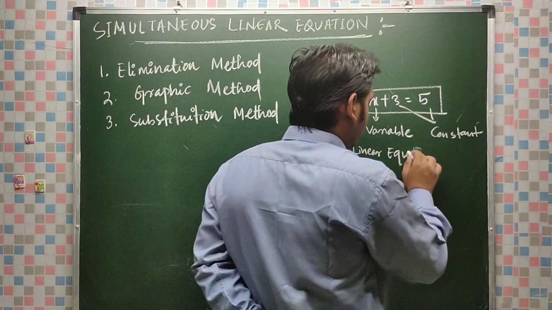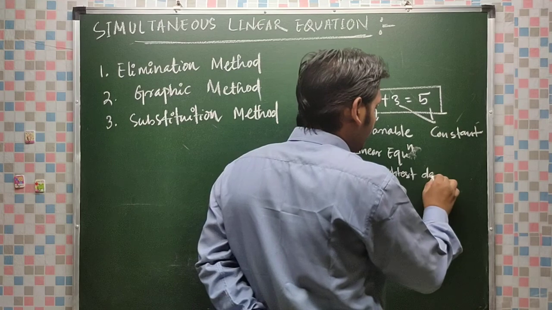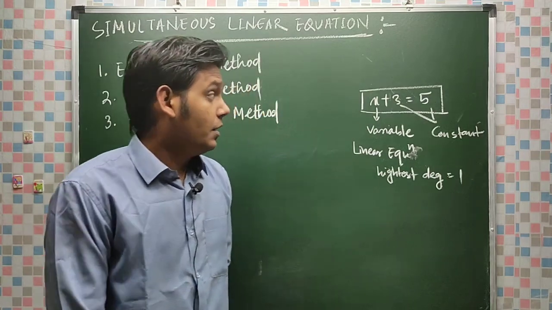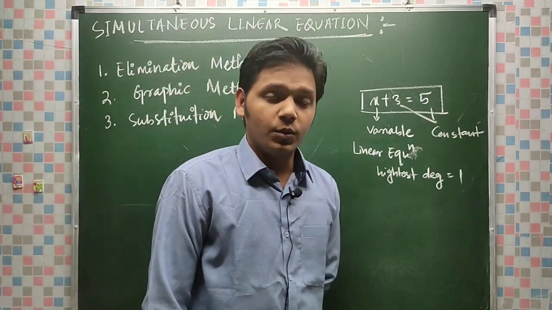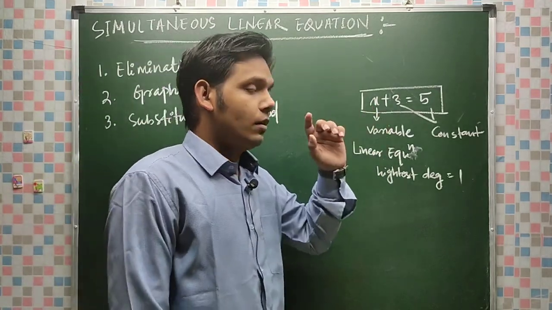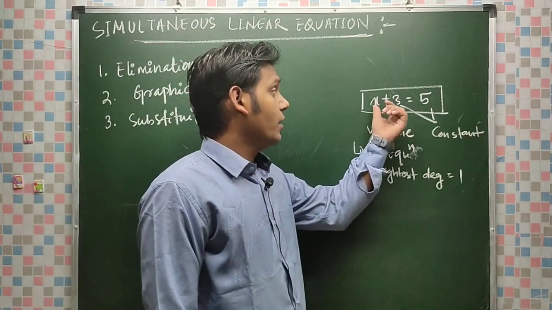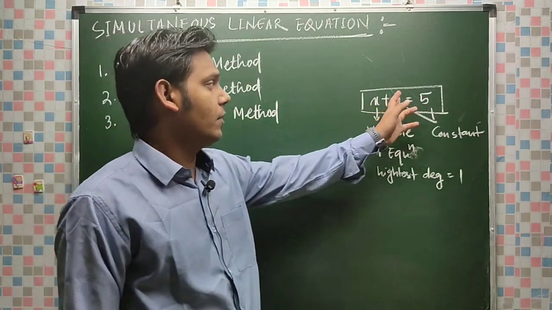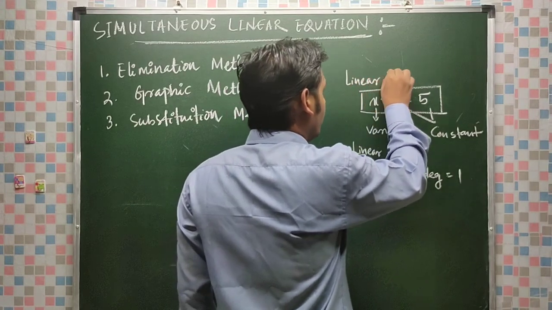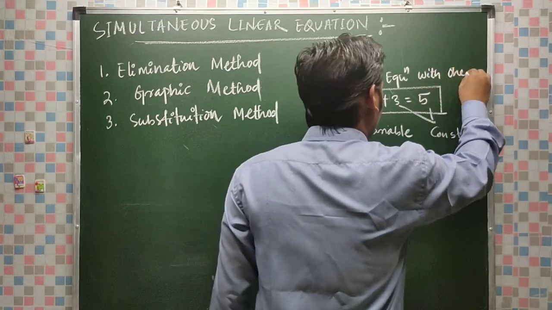Remember always, in a linear equation the highest power of the variable, the degree of the equation, is always 1. Thereafter there is linear equation with one variable, with two variables, with three variables. Here we are having only one variable x, and both are constant. So this is linear equation with one variable.